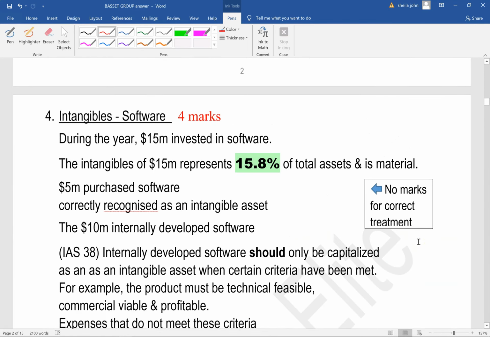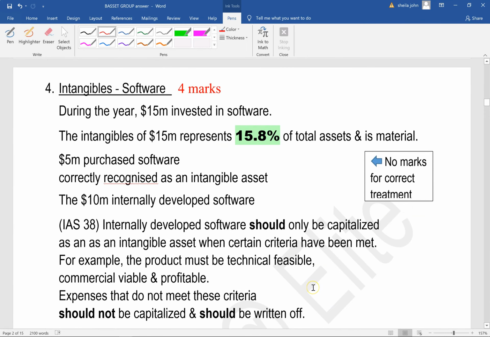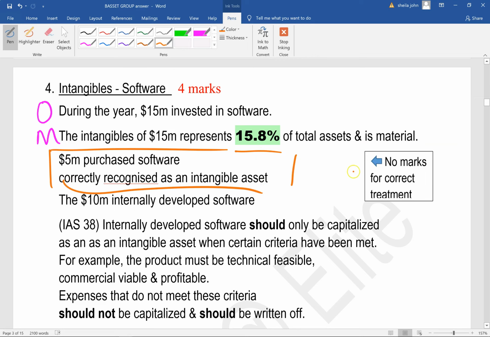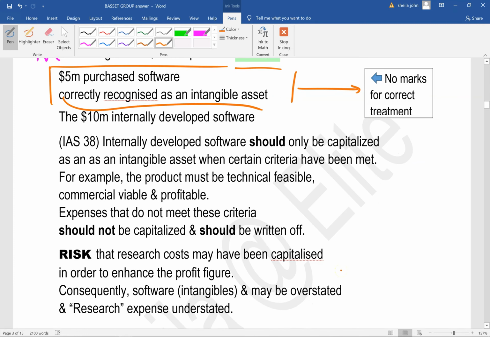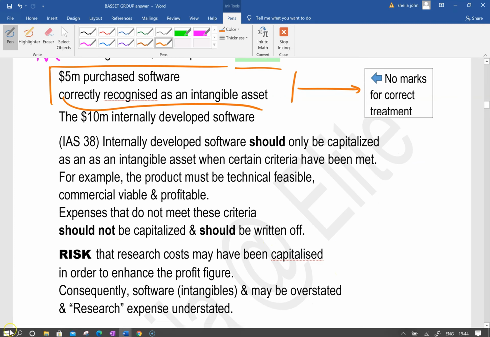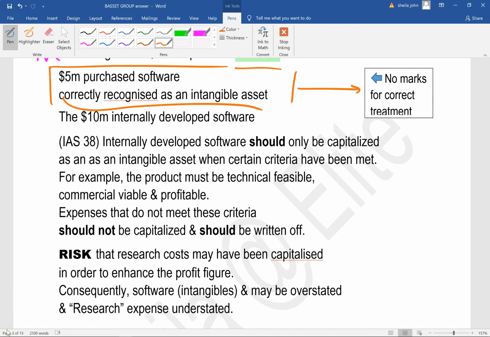Okay, moving down, we've got Intangible Software. So again, I have made use of OMARI. We have got during the year 15 million invested in software, which is actually the O. Then we've got the materiality here. It represents 15.8%. And then there's this part here about the purchased software that they have recognized as an intangible. You're not going to get any marks for that. So if you don't want to put that in, that's fine as well. Then we're going to talk about the 10 million invested in the internally developed software.